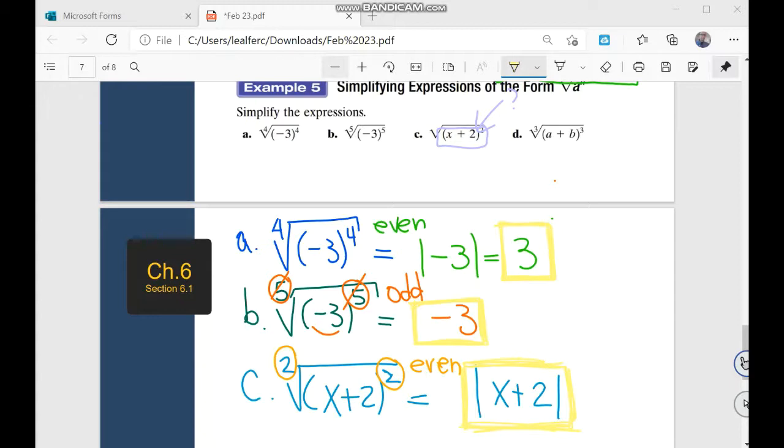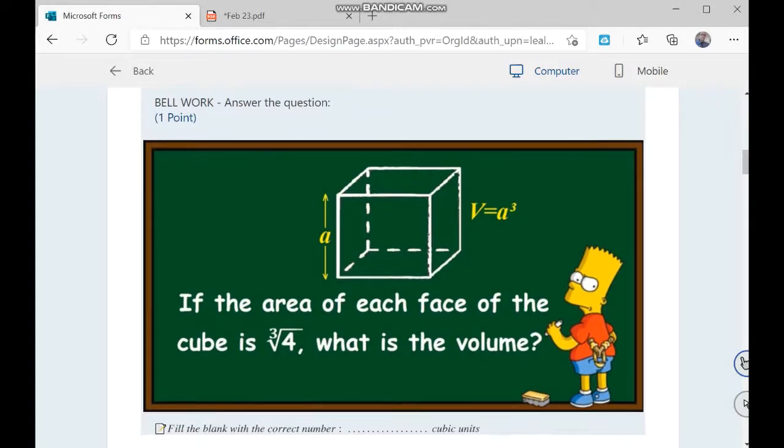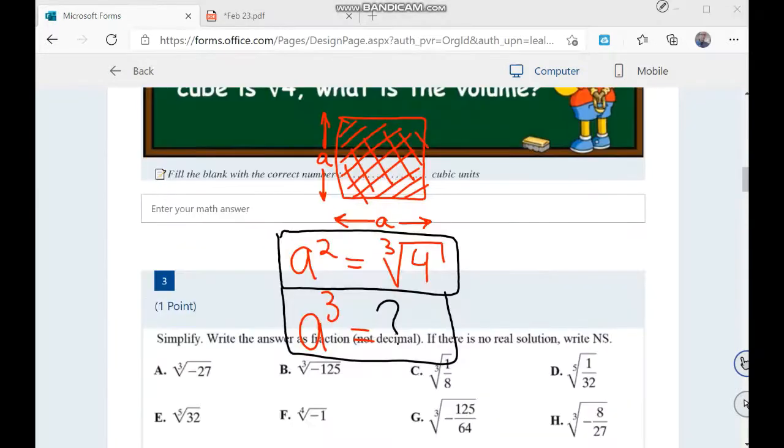Let's move now and work on the quiz, but before, if you know the answer, send me a message. Tell me, what do you think is the right answer? If the area of each face of the cube is cube root of 4, what is the volume? Help Bart Simpson. Let me see how many students are here.